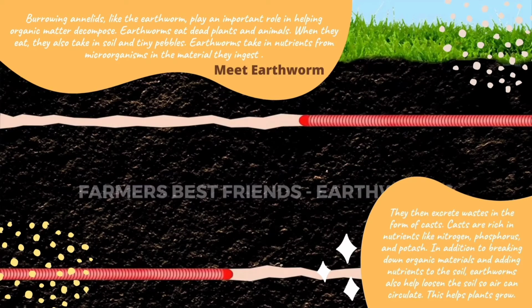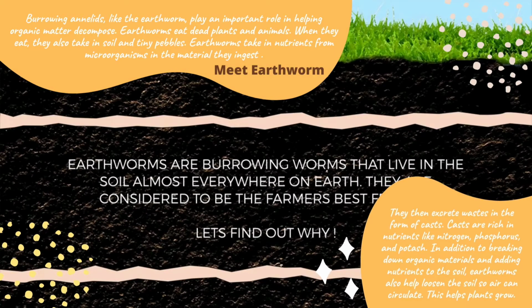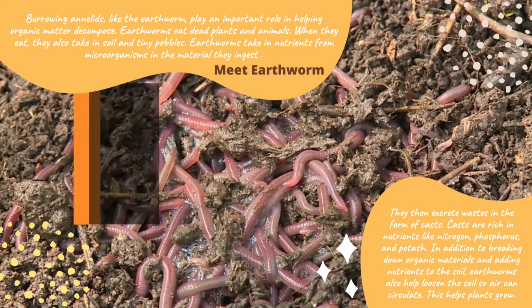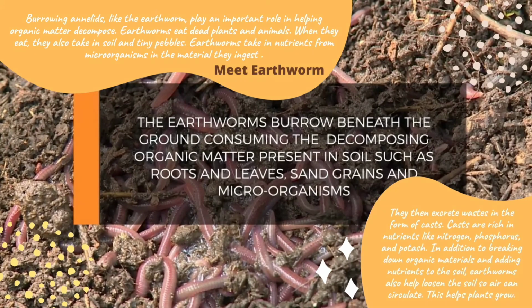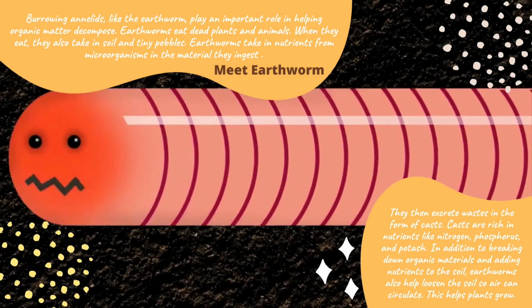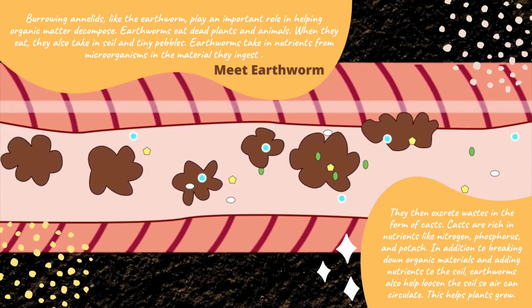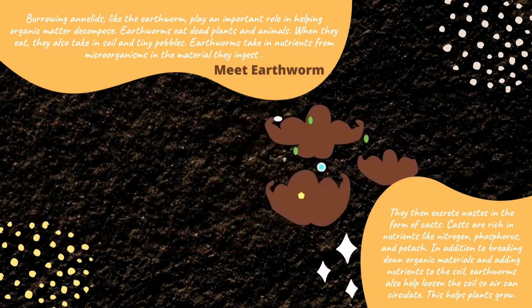In addition to breaking down organic materials and adding nutrients to the soil, earthworms also help loosen the soil so air can circulate. This helps plants to grow. The earthworms burrow beneath the ground, consuming the decomposing organic matter present in soil, such as roots, leaves, sand grains, and microorganisms. As whatever they have eaten passes through their digestive system, vital minerals and nutrients are added, and when that matter comes out as excreta, it is rich in minerals, thus enriching the soil.